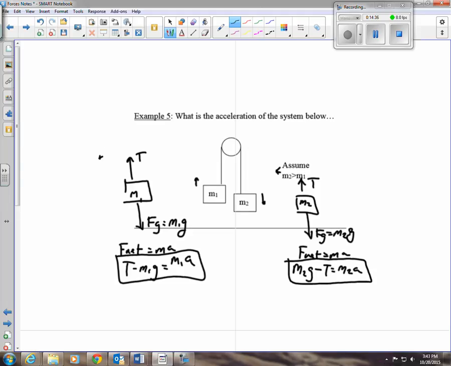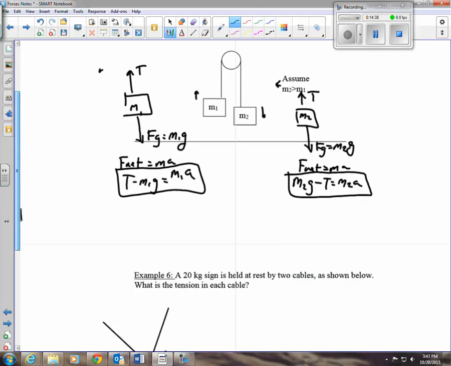Now, like I said, I generally add those together. All right, so it's going to be T minus M1G, the left side of the first equation. And I'm going to add it to the left side of the second equation. And then I add the right sides. If I do it right, my T's cancel. I have a plus T here, minus T here, so they cancel. And I'm left with minus M1G plus M2G.